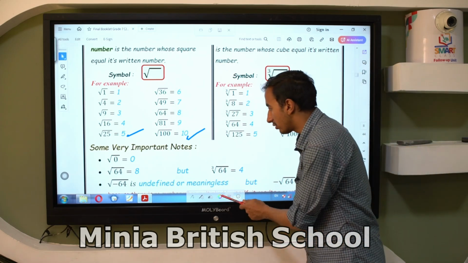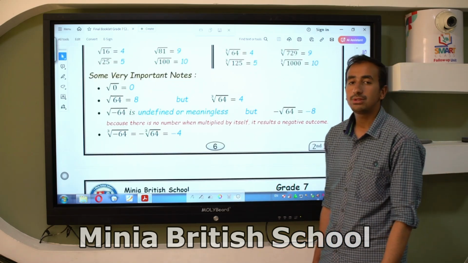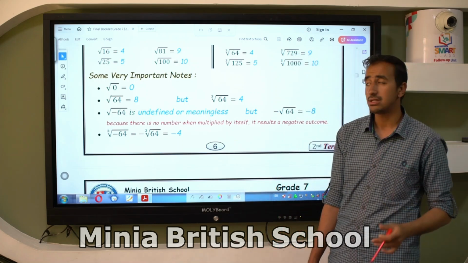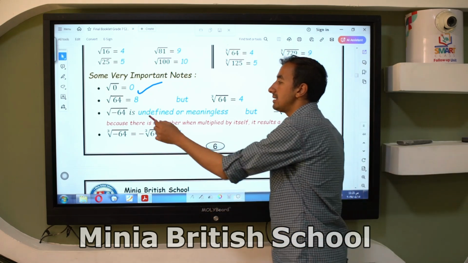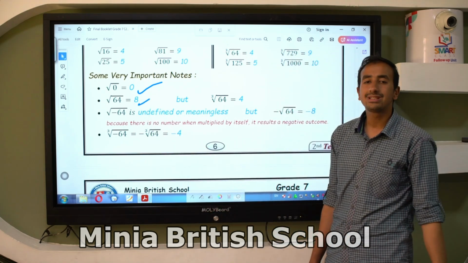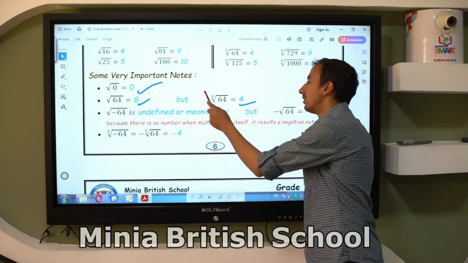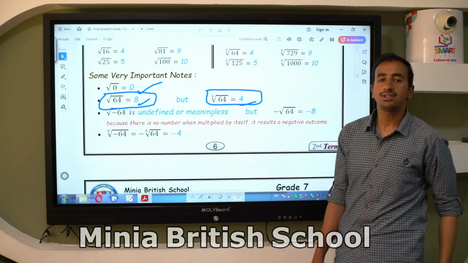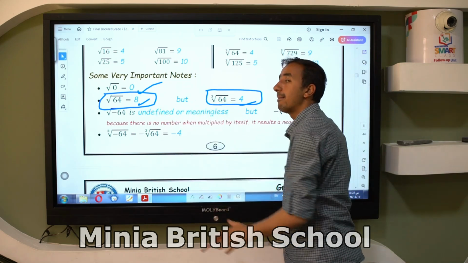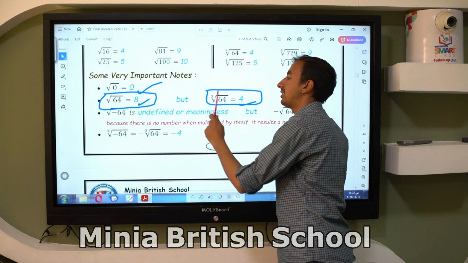But you must note something important here. Cube root of 0 or square root of 0 equals 0. Square root of 64 equals 8, but cube root of 64 equals 4. It's important. The same number, but a different answer. Here is the square root and the cube root.